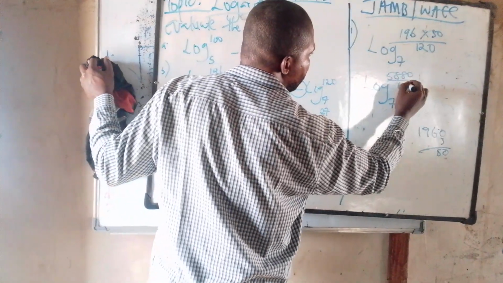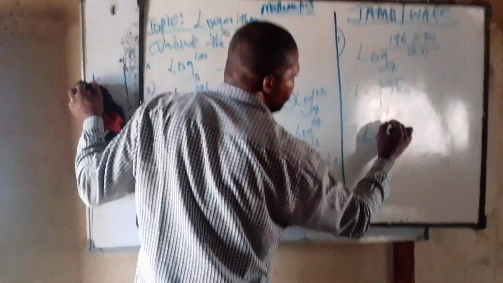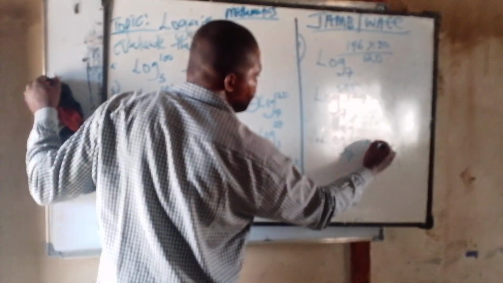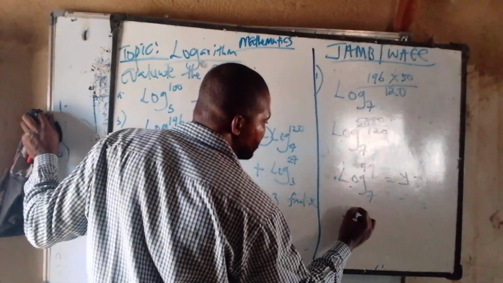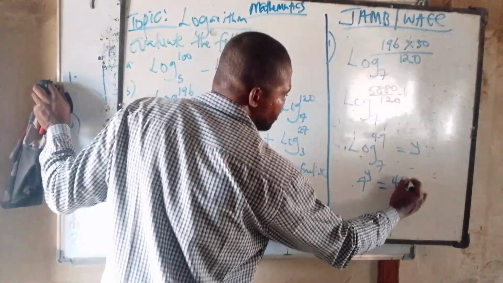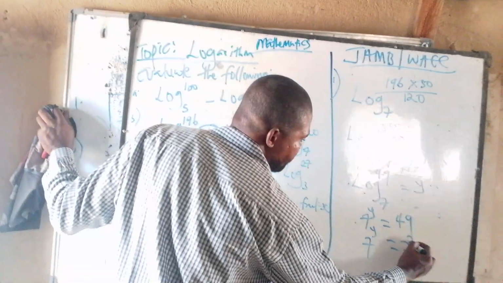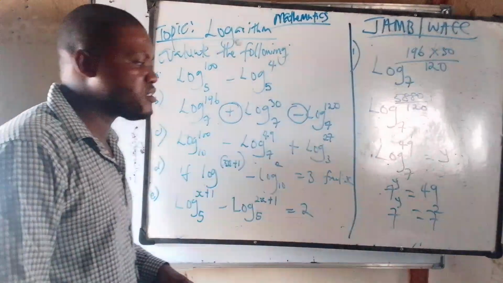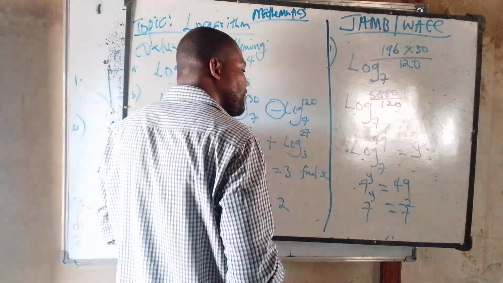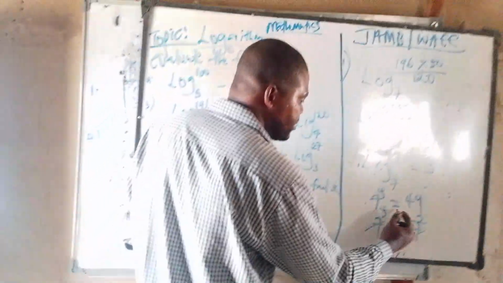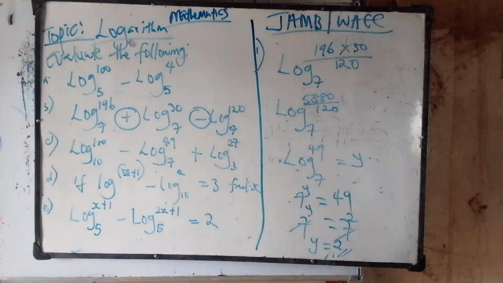5,880 divided by 120 is 49. So I have log 7 to the power of 49 at this junction. Equate to y. It's my choice, x, a, b, c. Then I have 7 to the power of y is equal to 49. So I will now have 7 to the power of y is equal to 7 to the power of 2. 7 to the power of 2 is equal to 49. It's not 14, but 7 times 7, which is 49. At this point, 7 will cancel 7 and I have y is equal to 2. This is my answer for number 2.